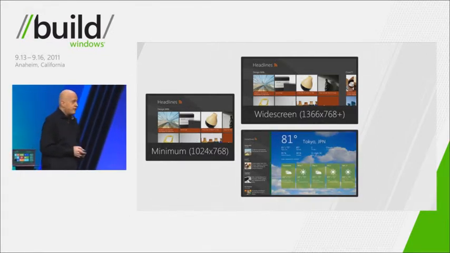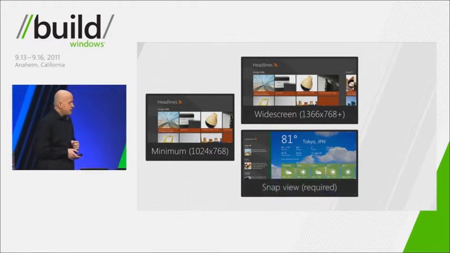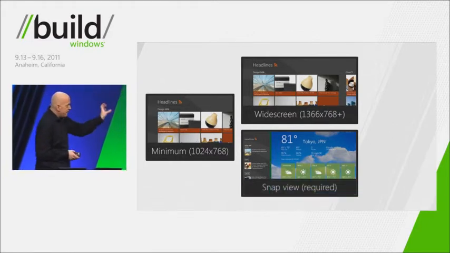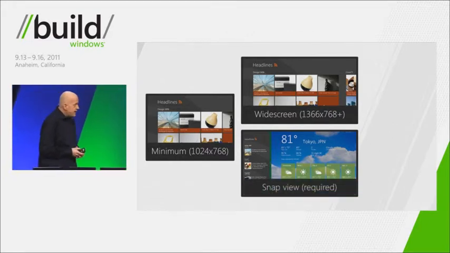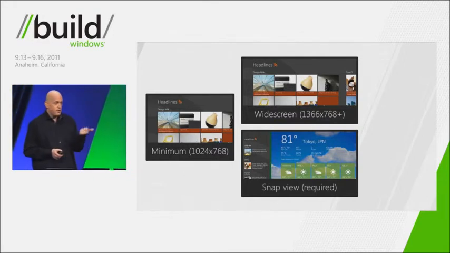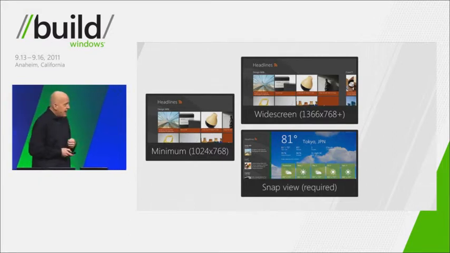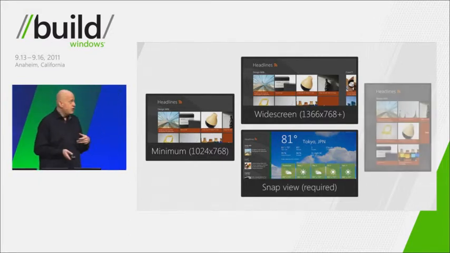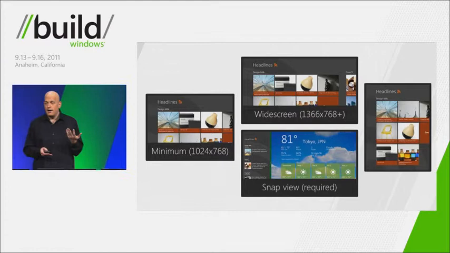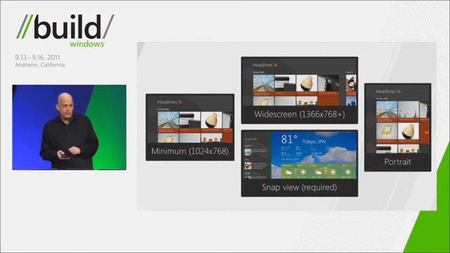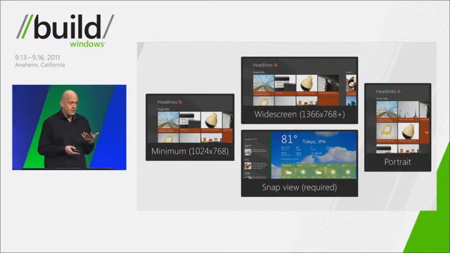You also are going to create a snap view for your app. And the snap view is the snap region over there on the side. And I'll talk about that in a second, but you are going to provide that view. That's one of the views that your app is required to give. And then, optionally, you may also choose to provide a portrait view of your app. And certain apps work really well in portrait.